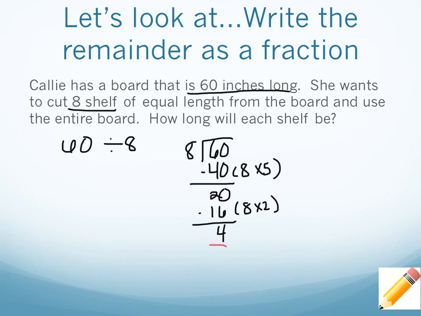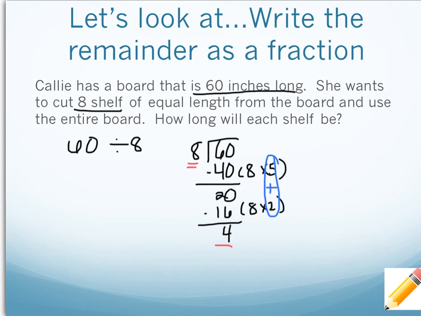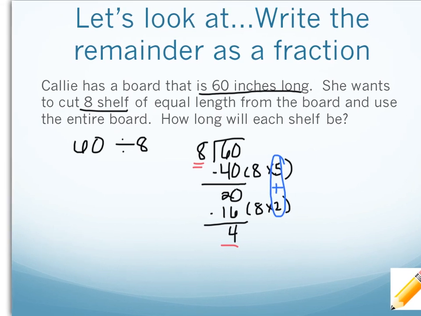Since 4 is less than 8, it's my remainder. To find my answer, I add my partial products of 5 and 2. And since 5 plus 2 is 7, my answer is 7. And then my remainder is 4. Now, as we mentioned earlier, this problem is not going to have any remainder left over. She wants to use the entire board.